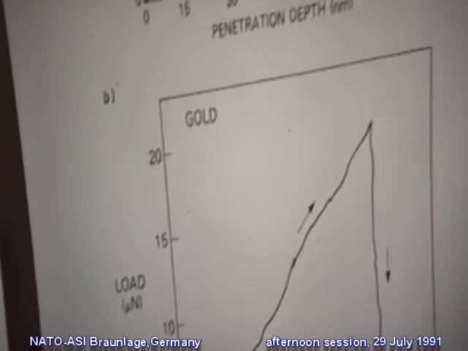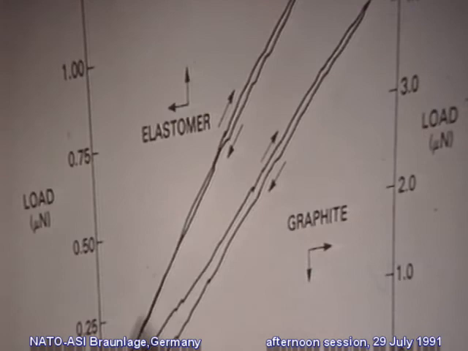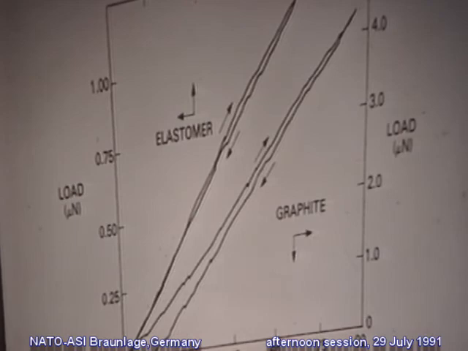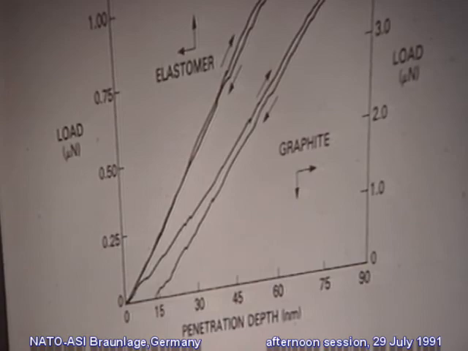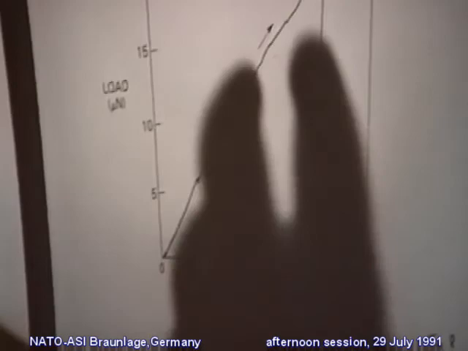Now, if we have an elastic material, such as, for example, graphite or some elastomer, this is data by Burnham and Colton at the NRL, and you get this non-hysteretic behavior. This is ideally elastic behavior. You push in, namely penetration depth versus load: you increase the load, you penetrate, and you depenetrate, so to speak, and you get this elastic behavior. On the other hand, if you do such an experiment in gold and you indent to 100 nanometers, but I believe this was maybe tungsten, you get totally inelastic behavior.